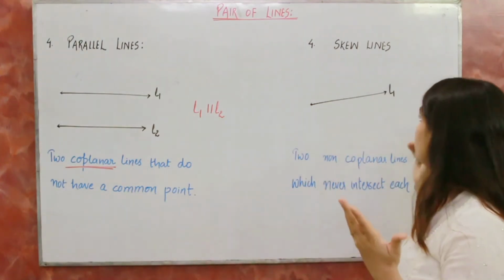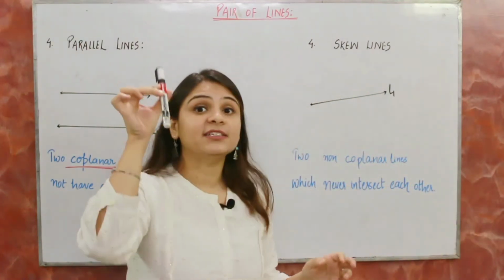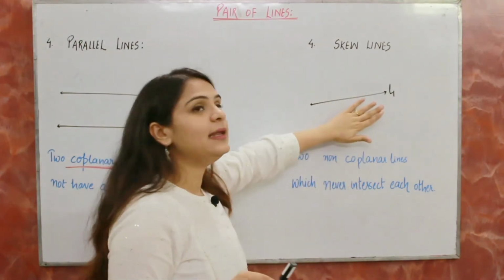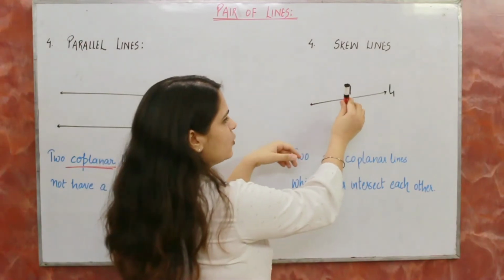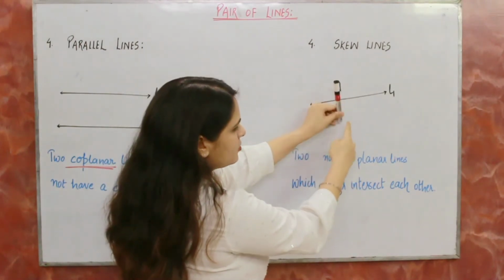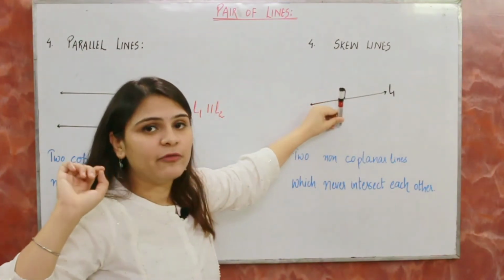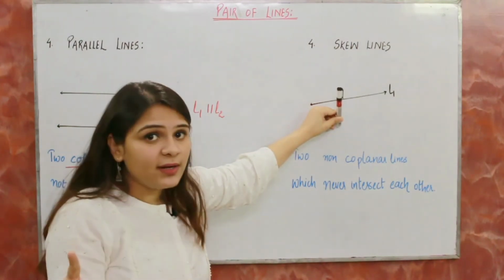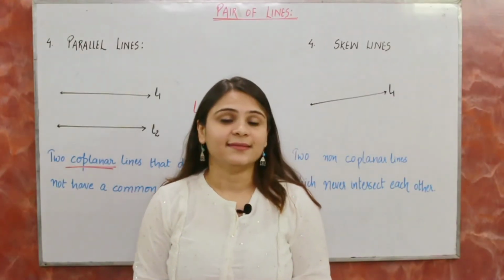Now I cannot make skew lines in this plane. So you have to imagine this marker as another line. Suppose this is your line L2 and this one is line L1. Now this is one plane and suppose this is another plane. If I extend this marker in this direction and as well as in this direction, do you think they will ever meet? No, they will never meet. So in this case, they are not intersecting each other, but they are not parallel. In fact, these are skew lines. So this is all about lines and pairs of lines.